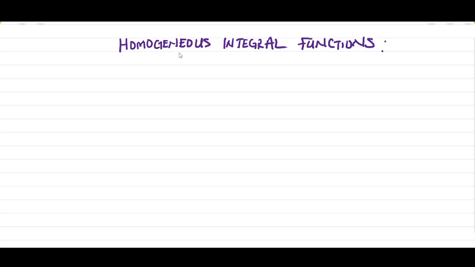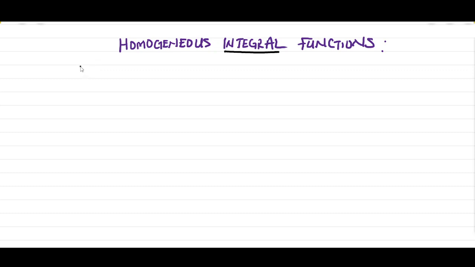In this video we will discuss homogeneous integral functions, and the reason I specified integral function is that it should not be confused with the general case of homogeneous functions discussed in calculus. In this part we are only going to focus on functions where the power of x is integral and positive.